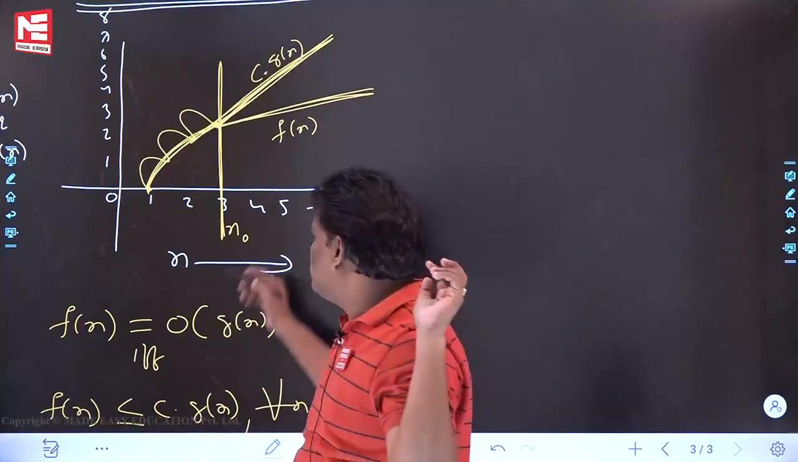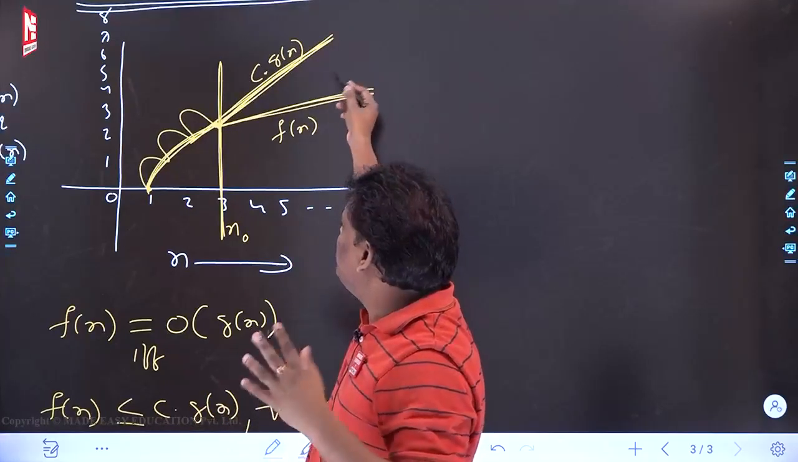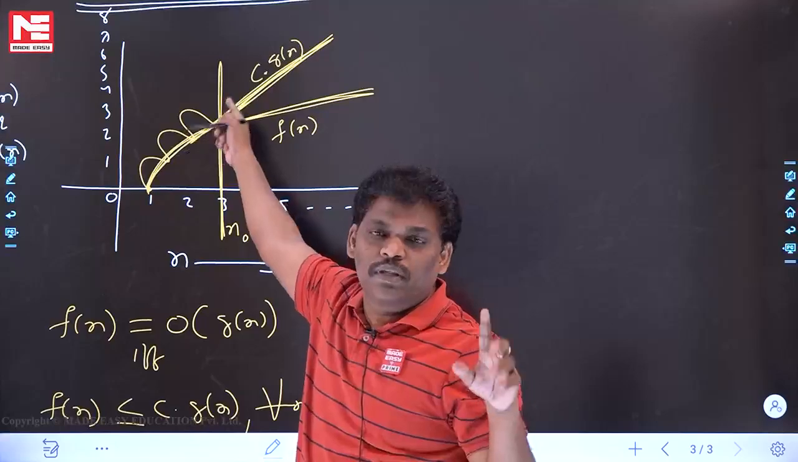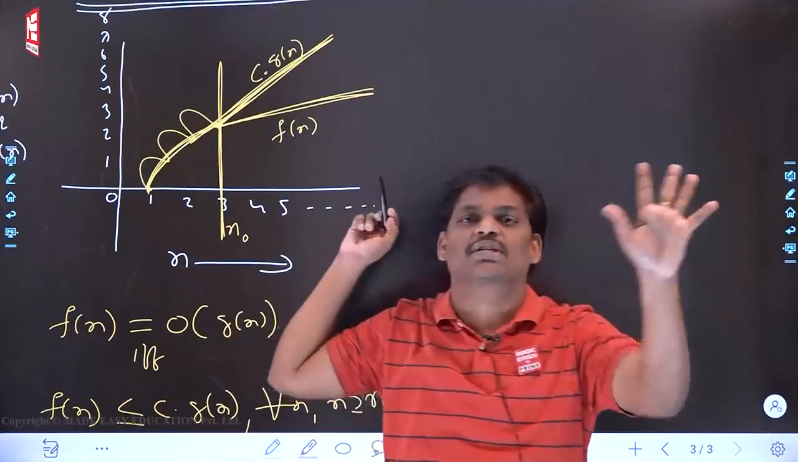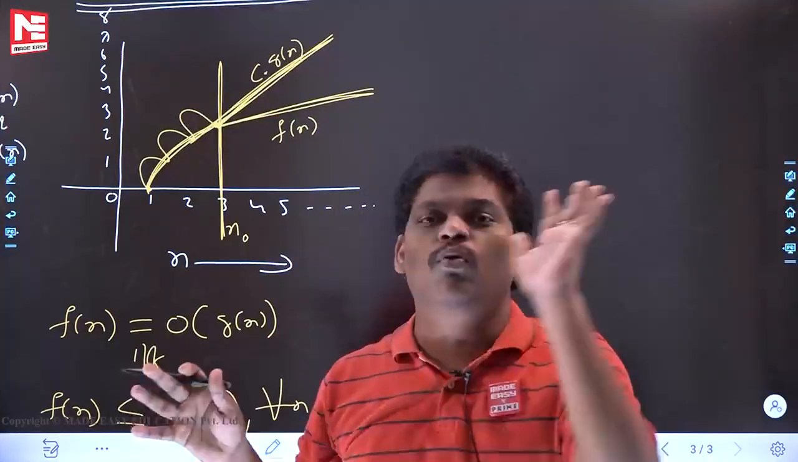But from some point onwards, I am able to see clearly the relation between them. From which point onwards? From n0 onwards, comparing f of n and g of n, g of n is bigger after taking c's help. That c may be 1, that c may be 2, anything, I don't know. But c is a constant, I can say that. From now onwards, if anyone asks you the meaning of big O, what will you say?